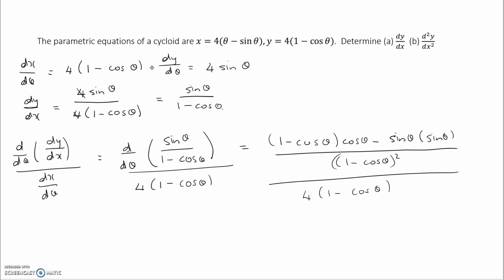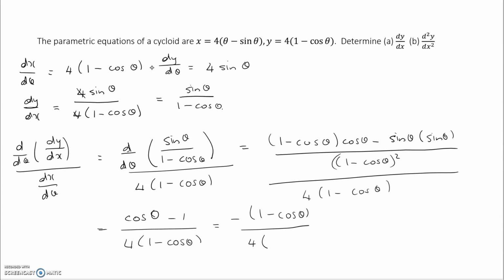Doing a bit of simplification then, and jiggling around, expanding the brackets, and remembering that cos squared plus sine squared is equal to 1, we end up with cos theta minus 1, over 4 times 1 minus cos theta. And if I take a negative sign out of that, then I have 1 minus cos theta over 4 times, oh dear, I've lost a cube, that should be cubed, over 1 minus cos theta cubed, which I can simplify to negative 1 over 4 times 1 minus cos theta squared.